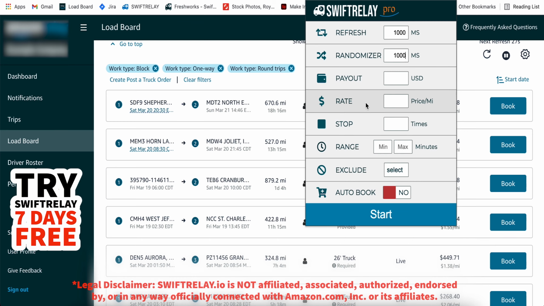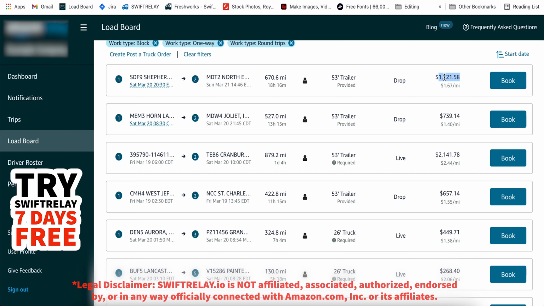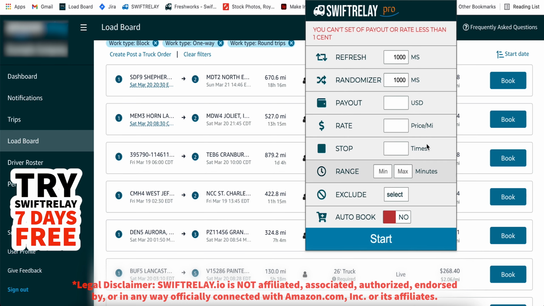Now, what is a payout and a pay rate? Self-explanatory. Your payout is your total gross payout here on your load board, and this is your per mile rate. For SwiftRelay to start working, you need to have some sort of a payout here. If I hit start, it's not going to start because it needs some sort of a payout. What is your minimum payout that you are willing to pick up? Let's say for this presentation, we're going to say 1000.